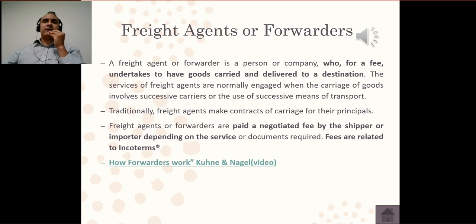So we have to know, of course, which are the best forwarders. Some forwarders can be very well trusted, some others not, because if they are not very knowledgeable, sometimes the goods can be kept in customs for days and they don't clear them and so on. So here, for example, we can see the video of Kuehne and Nagel.